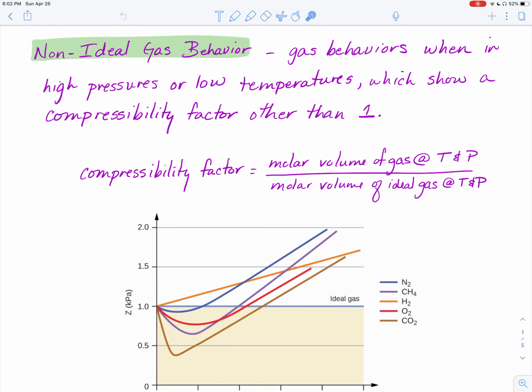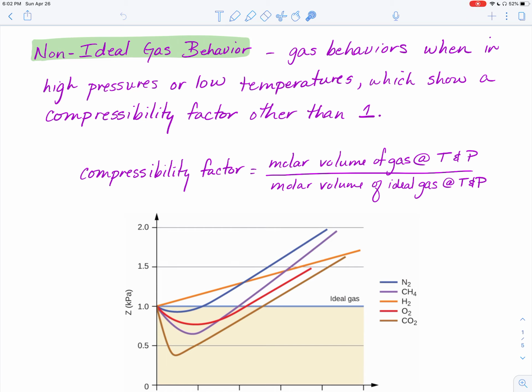In this video, we're going to look at non-ideal gas behaviors. Essentially, a gas in a high pressure situation or a low temperature situation shows a different value other than one for this thing called a compressibility factor.